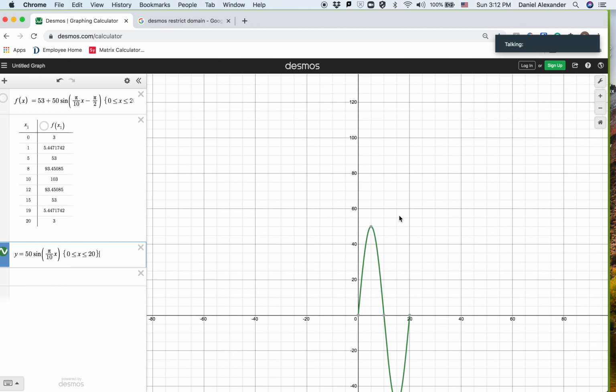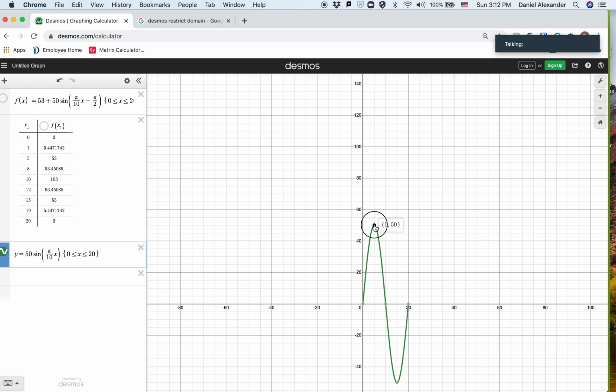So that gives me one cycle, but look, it's too low. My high is 50, and my low point is minus 50. Now that's no good because it has to be above the ground. So I'm going to note the work over here. High is 50. I want 103. 103 minus 50 equals 53.